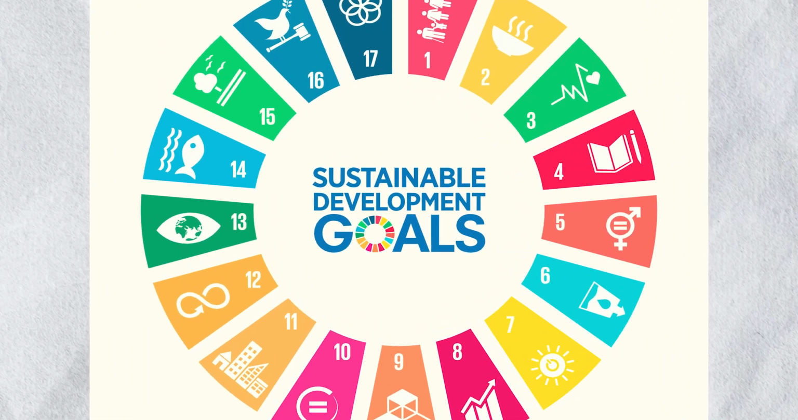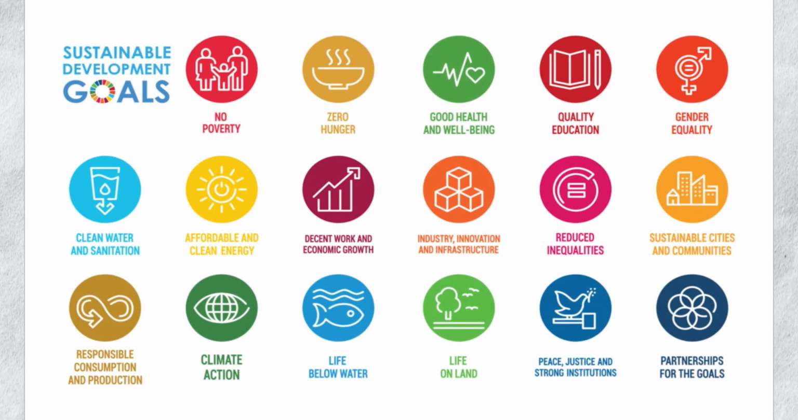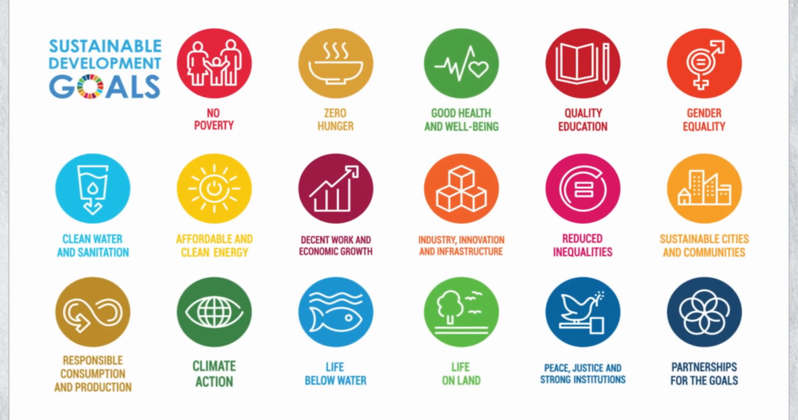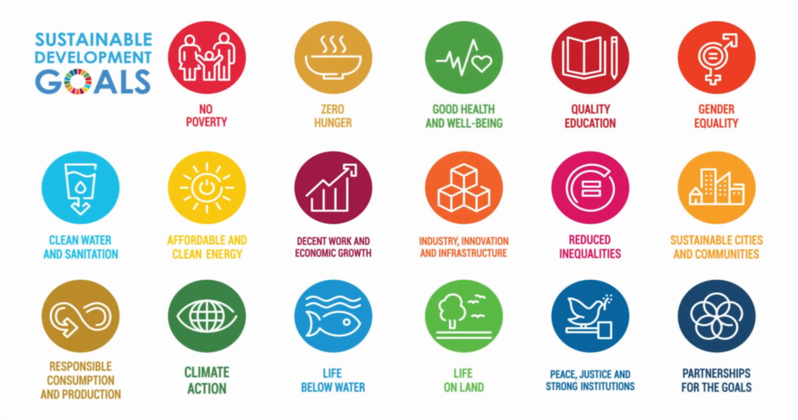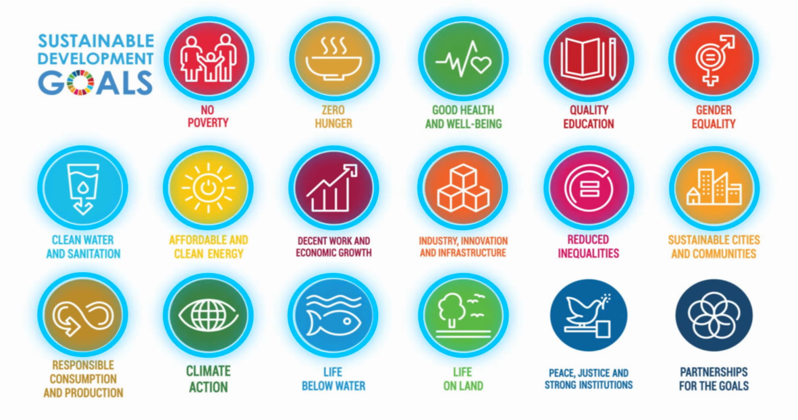The Sustainable Development Goals aim to transform our world. They are a call to action to end poverty and inequality, protect the planet, and ensure that all people enjoy health, justice, and prosperity. In 2015, all the countries in the United Nations adopted the 2030 Agenda for Sustainable Development. It sets out 17 goals aimed at ending poverty in all its forms.